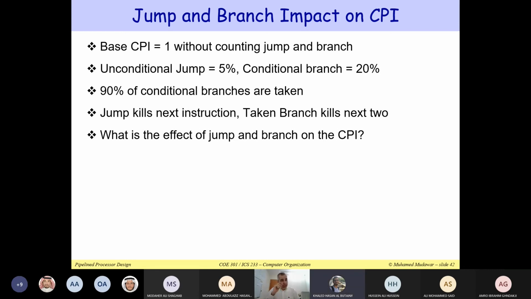In the case of a branch, we waste 2 cycles because we are going to convert the next 2 instructions into bubbles. But that's only if the branch is taken. Because we have seen if the branch is not taken, there is no need to convert the next 2 instructions into bubbles. We allow them to proceed and to complete in the pipeline. Right. So if we are going to lose one cycle for every jump, what is the impact on the CPI?